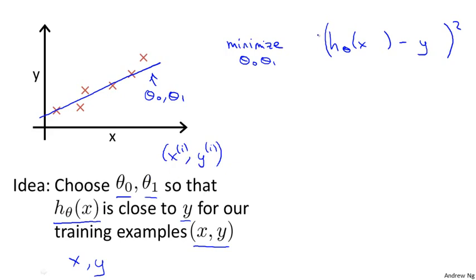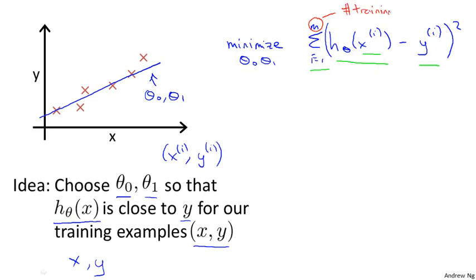So what I want really is to sum over my training set, sum from i equals 1 to m, of the squared difference between the prediction of my hypothesis when it is input the size of house number i, minus the actual price that house number i was sold for. And I want to minimize a sum over my training set of the squared error, the squared difference between the predicted price of a house and the price that it was actually sold for.